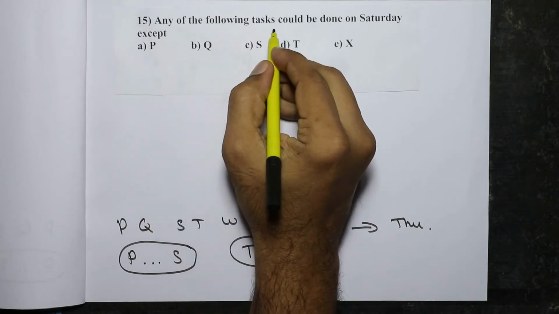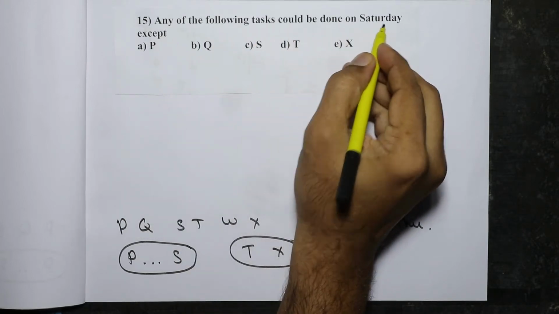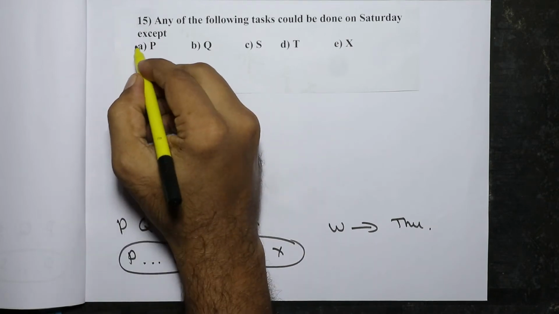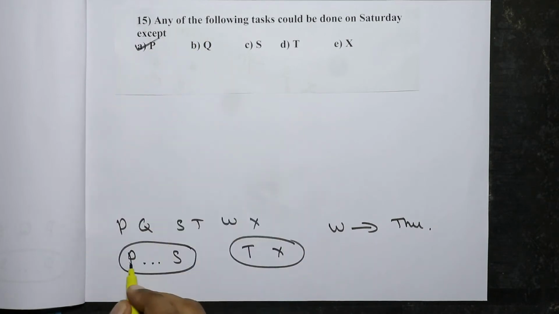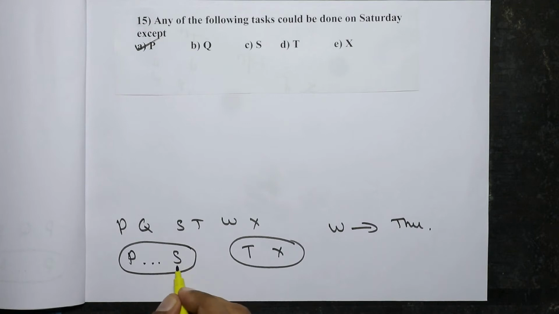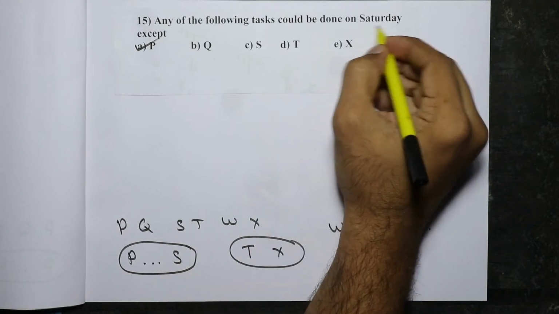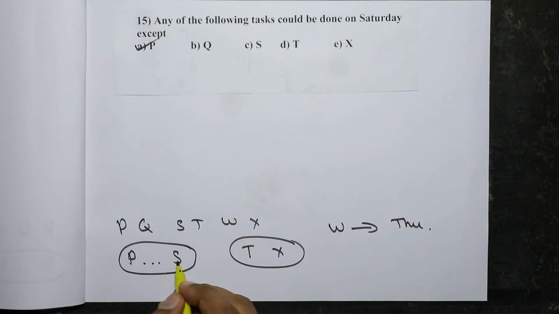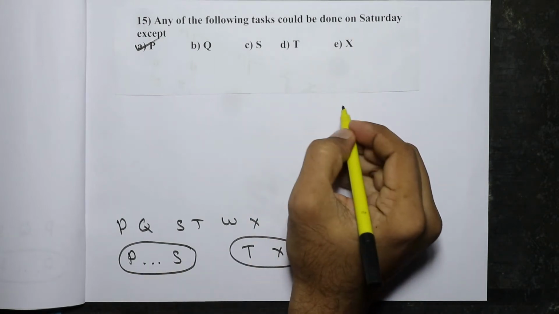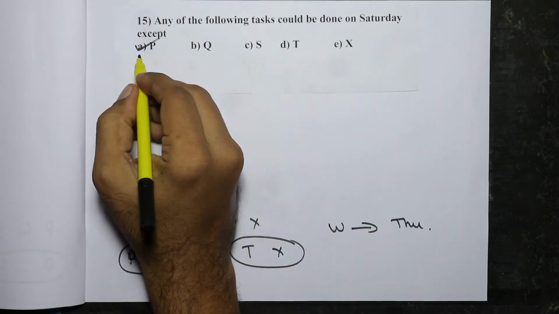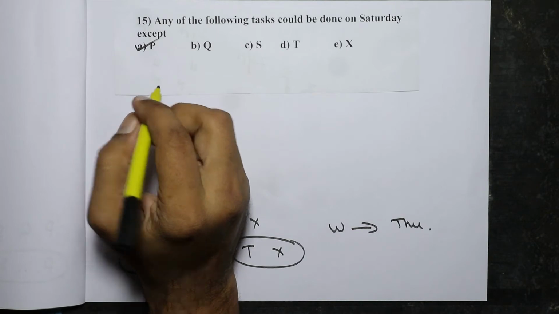Any of the following tasks could be done on Saturday except which task? Now the correct answer is option A, P. That is, P should be done before S. Now if P is done on Saturday, then there will be no day available for S because Saturday is the last day. S has to be done after P and there is no day available after Saturday. So P cannot be done on Saturday. So option A, P is the right answer.